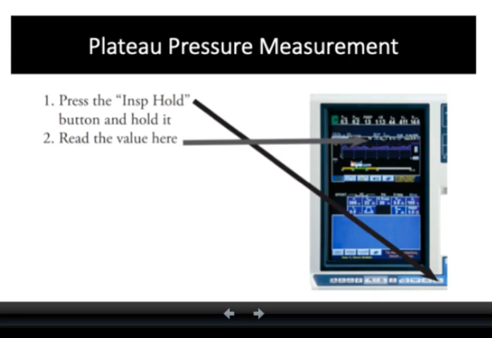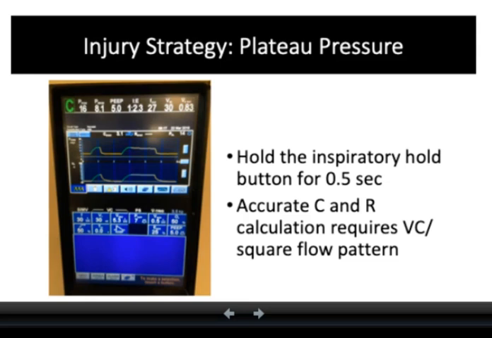So how do you measure plateau pressure? As I told you, you have to create an inspiratory pause for at least half a second in order to give time to equilibrate the pressures within the respiratory system and cease the flow. To create an inspiratory pause, all critical care vents have an inspiratory hold button that you can press and hold for half a second to a second. As soon as you finish this maneuver, the vent will freeze the waveform and will give you the plateau pressure measurement. So this is an example of inspiratory hold and plateau pressure measurement on the Puritan Bennett 840 machine.